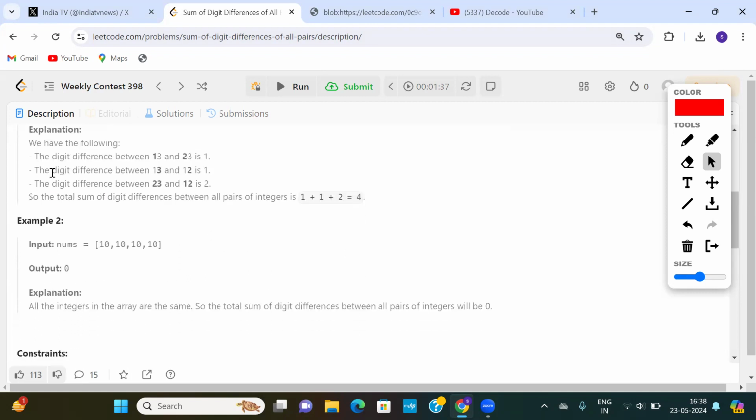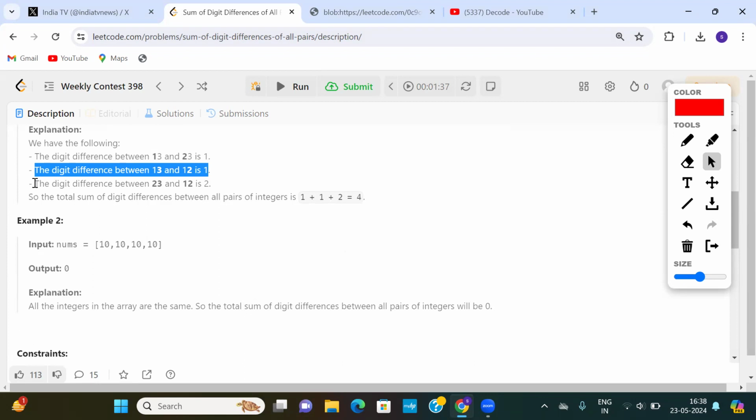In a similar way, look at 13 and 12. What is the digit difference between 13 and 12? At the first position, both are 1, so the digit difference is 0. At the second position, one is 3 and the other one is 2, so they are different, right? So the digit difference will become 1. So it will be 0 plus 1, which comes out to be 1. So the digit difference between 13 and 12 is also going to be 1.